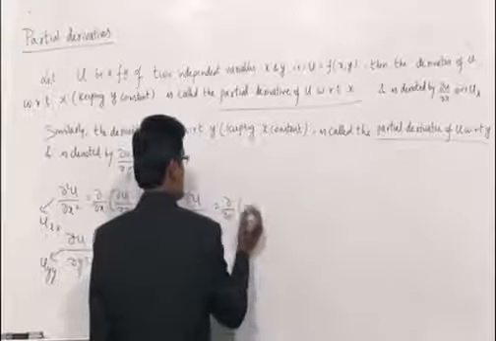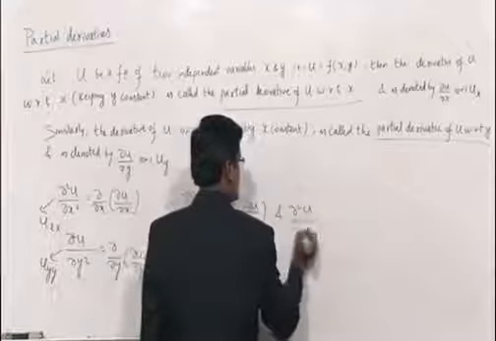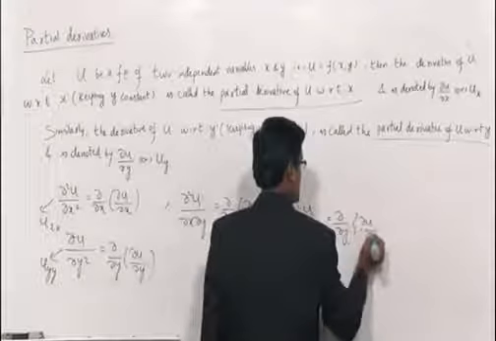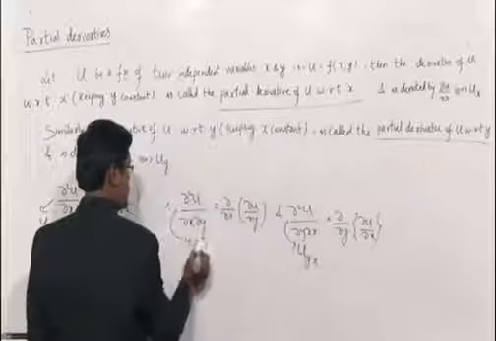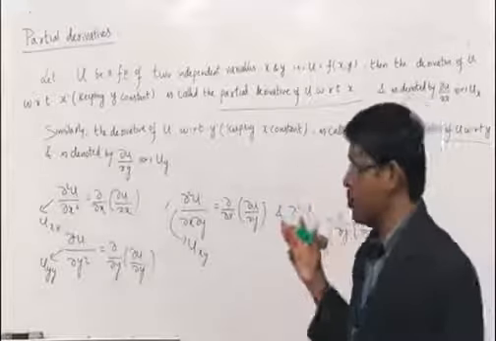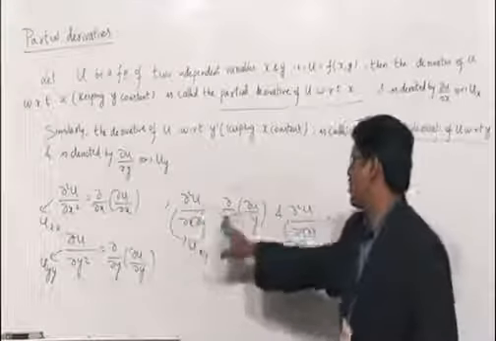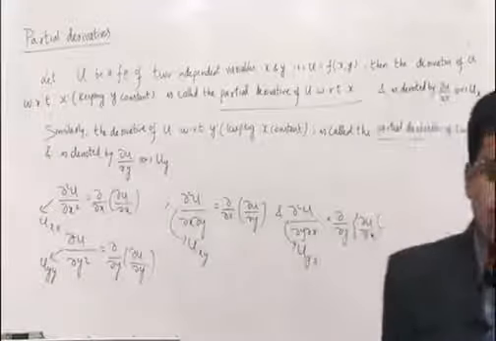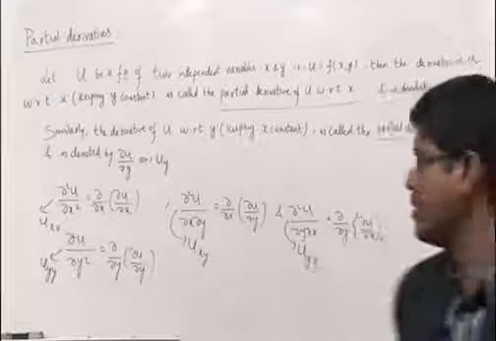Del by del x of del u by del y, and del square u by del y del x is equal to del by del y of del u by del x. This is represented as u suffix y x, and the other as u suffix x y. Whenever the function u has continuous second order partial derivatives, in all ordinary cases dou square u by dou x dou y is equal to dou square u by dou y dou x, that is u x y is equal to u y x.